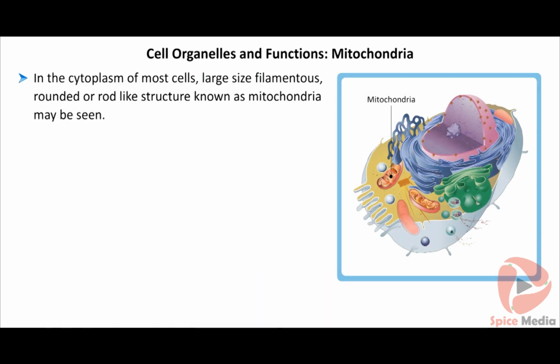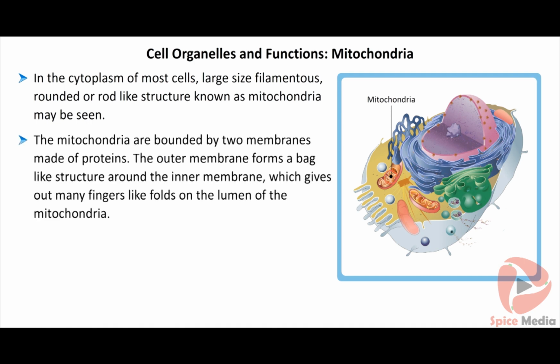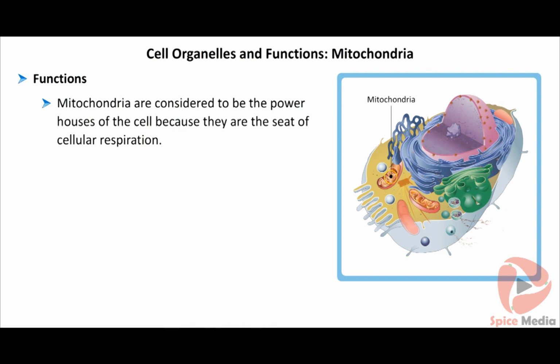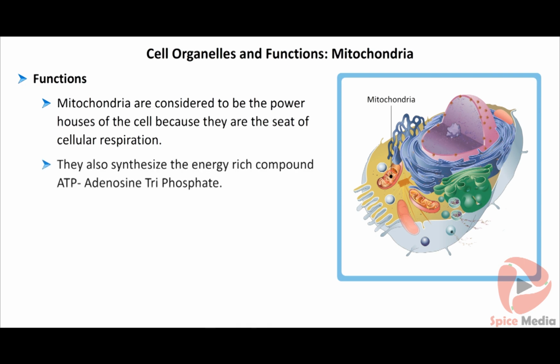In the cytoplasm of most cells, large-sized filamentous, rounded or rod-like structures known as mitochondria may be seen. The mitochondria are bounded by two membranes made of proteins. The outer membrane forms a bag-like structure around the inner membrane, which gives out many finger-like folds into the lumen of the mitochondria. The folds of the inner mitochondrial membrane are known as cristae. Functions. Mitochondria are considered to be the powerhouses of the cells because they are the seat of cellular respiration. They also synthesize the energy-rich compound ATP, which is adenosine triphosphate.